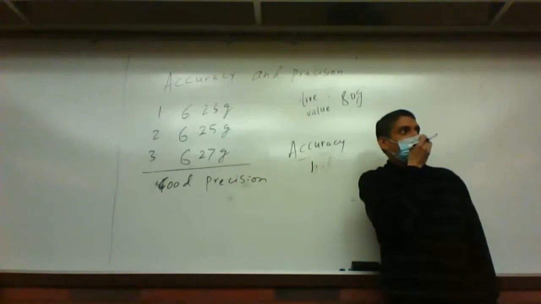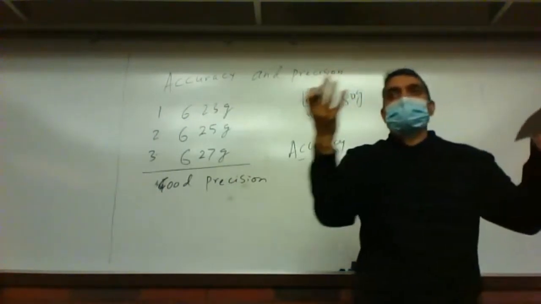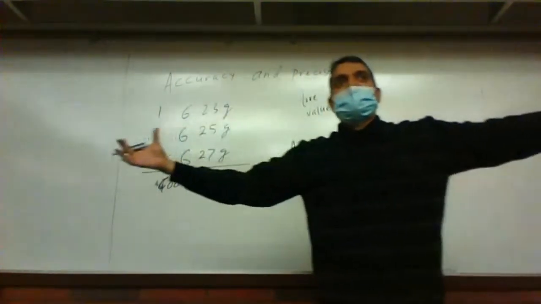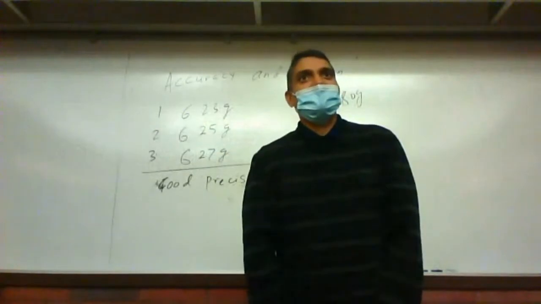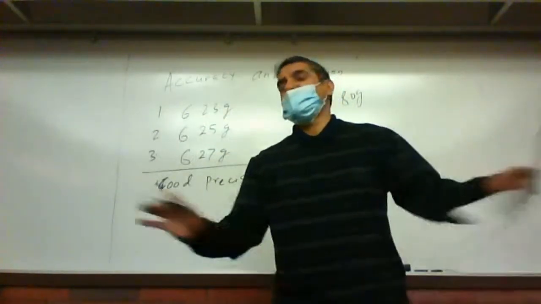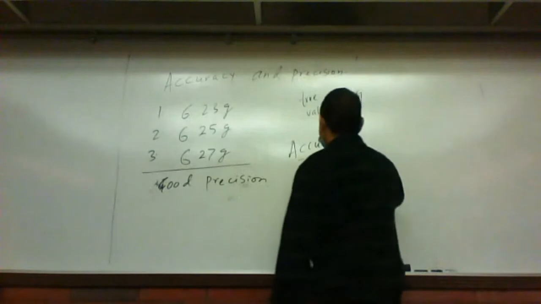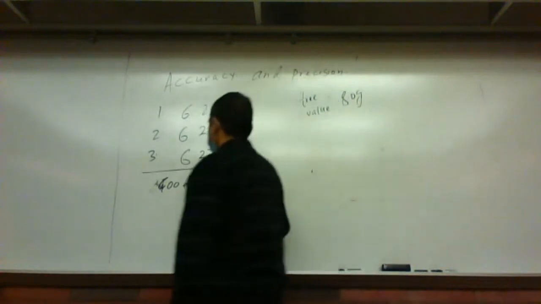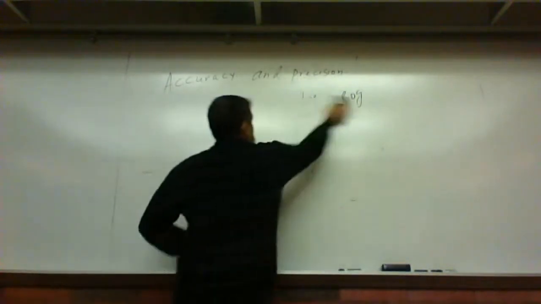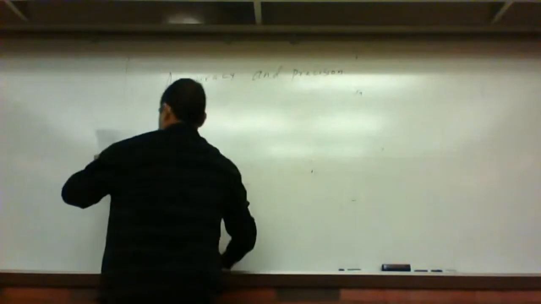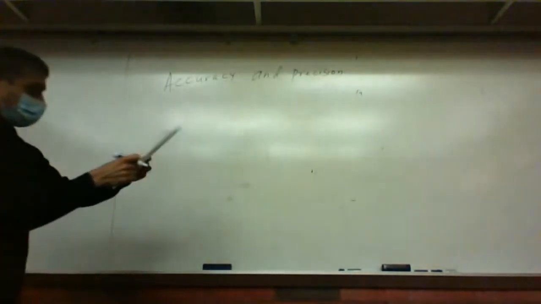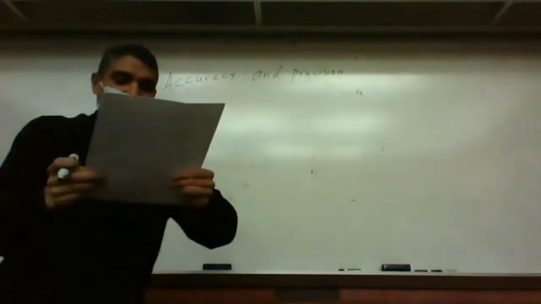Make sense? So if you measure something and all your values are close to each other, they are precise. But if those values are far apart, that's not good precision. So let's say here are some examples, and I'm going to talk about this one. We will do this in the laboratory.